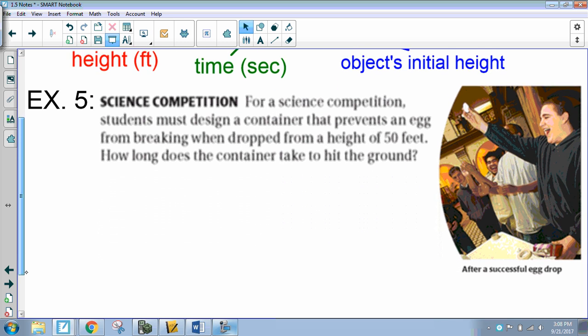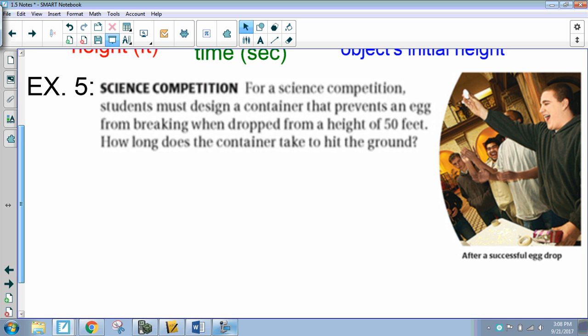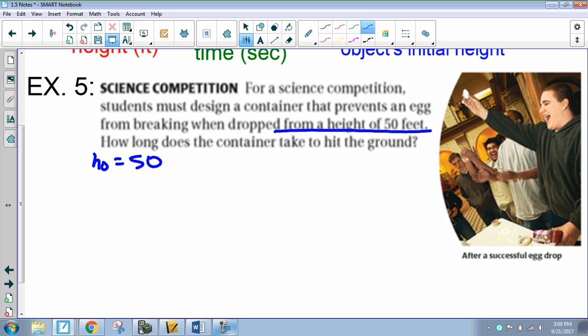So here is our situation. For a science competition, students must design a container that prevents an egg from breaking when dropped from a height of 50 feet. How long does it take the container to hit the ground? So we know it's dropped from a height of 50 feet, so that is our h naught. And we want it to hit the ground. So our final height that we're looking for is 0, and we want to know t.